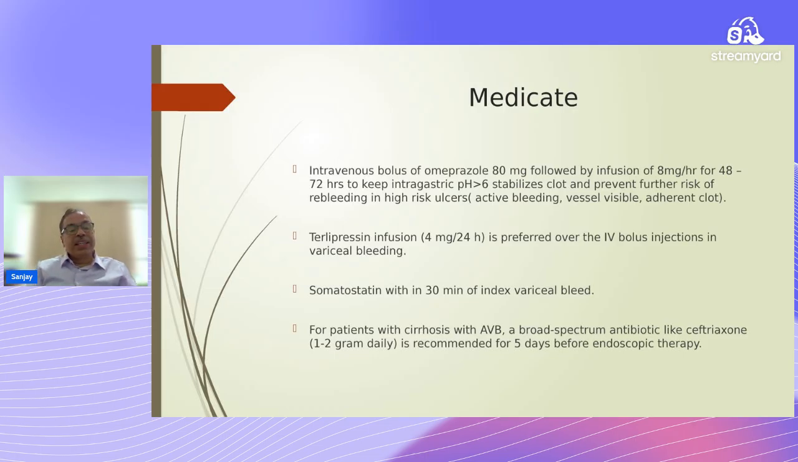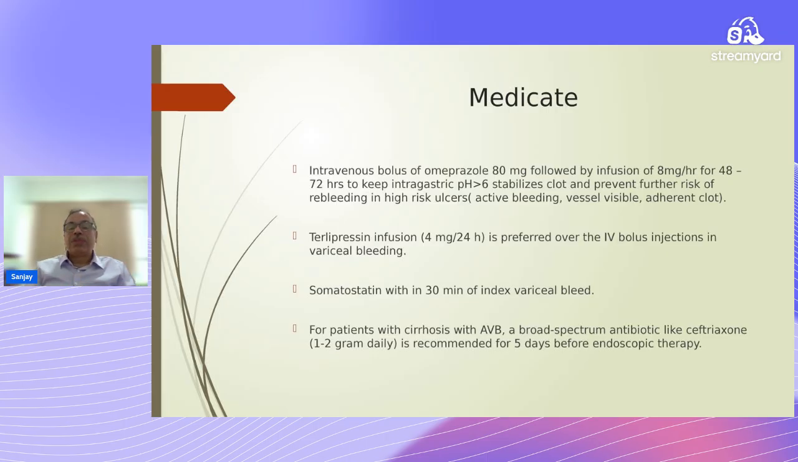Now, once the resuscitation is done, you have done the risk stratification. Simultaneously, you would also be giving certain pharmacological agents to control the hemorrhage. And the most important one, especially in an upper GI hemorrhage, when it is proven to be due to a bleeding peptic ulcer, then you would give PPI infusion: intravenous bolus of omeprazole, 80 milligram, followed by infusion of 8 milligram per hour for at least 48 to 72 hours, should be given to all patients of upper GI hemorrhage, along with resuscitative measures, in a patient where the cause of bleeding is a bleeding peptic ulcer.